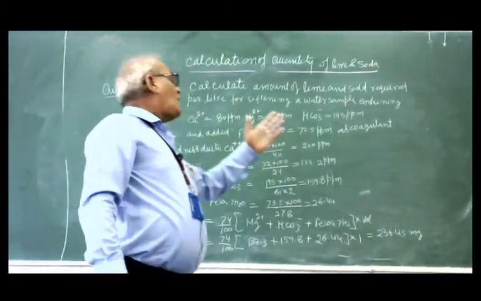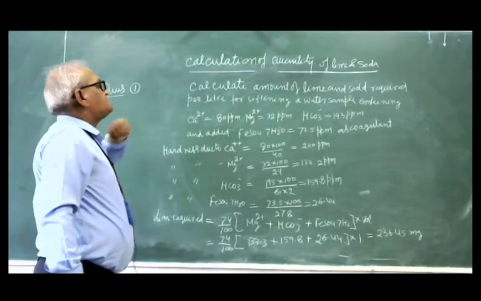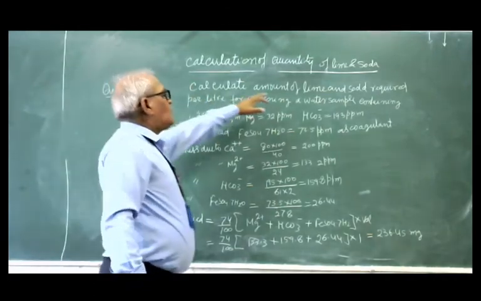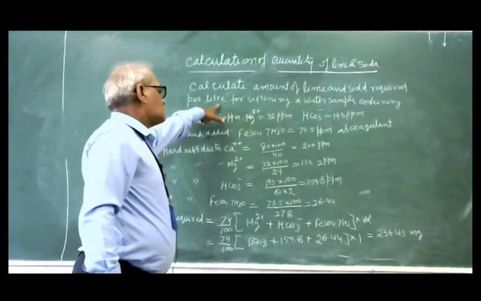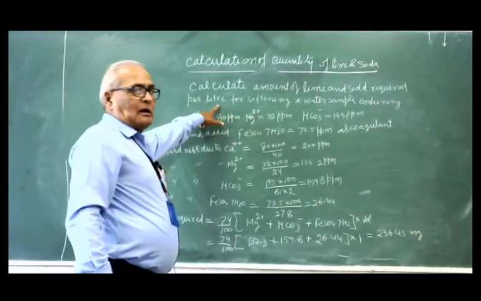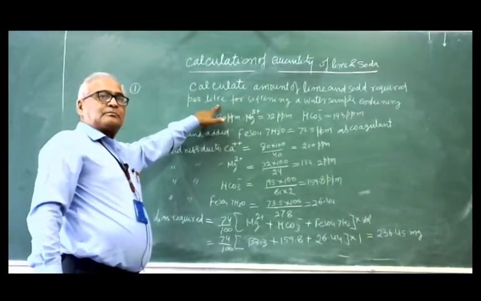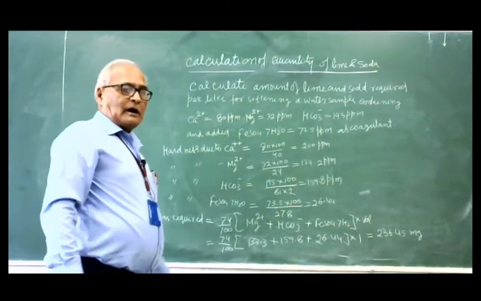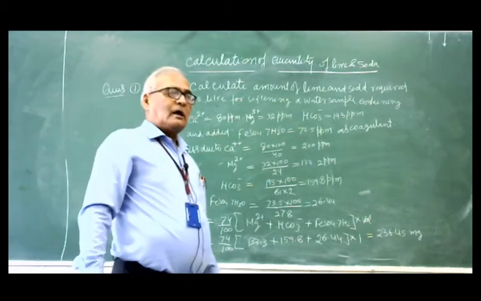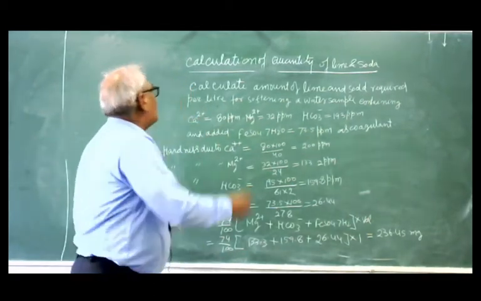Now there is another type of question. Calculate the amount of lime and soda required per liter. Per liter. 1 लीटर में पानी है जिसमें कि भिन्न भिन्न आयन हार्डनेस क्रिएट करने वाले हैं, इनको रिमूव करना है, तो माइंड इट पर लीटर.